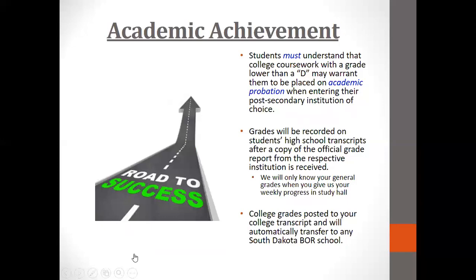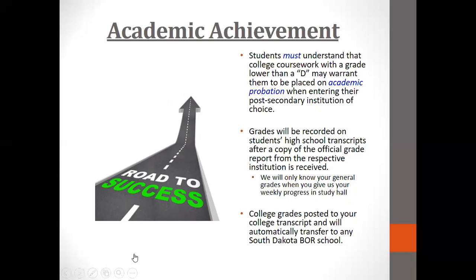Now, grades definitely will be recorded on the student's high school transcript only after we receive the official grade report from that school. So USD will send us a transcript saying that so-and-so student has gotten an A, B, C, D, whatever in that course, and then we put it on your transcript after that point, and only after that point.